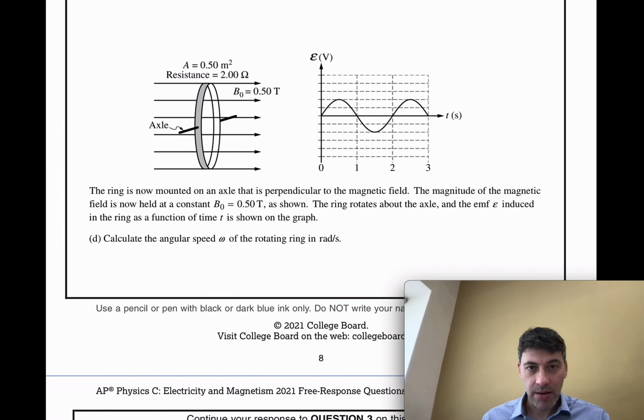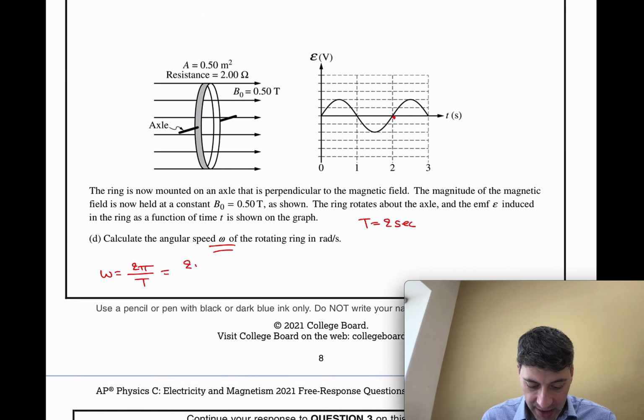Now, we'll have to go back to grade 11 from this. We have to go back to mechanics and simple harmonic motion. We cannot find the omega directly. However, we see that the period of this oscillation is 2 seconds from the graph. So the omega is 2 pi over period, so 2 pi over 2, it will be equal to pi rad per second.